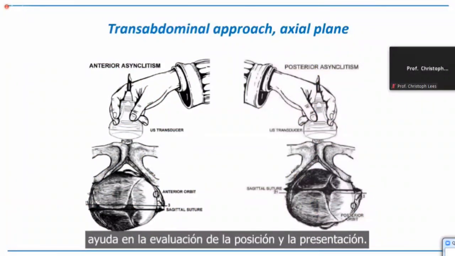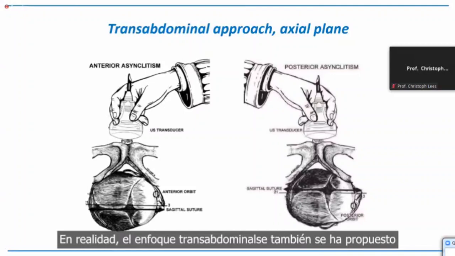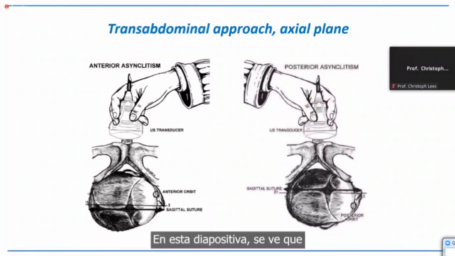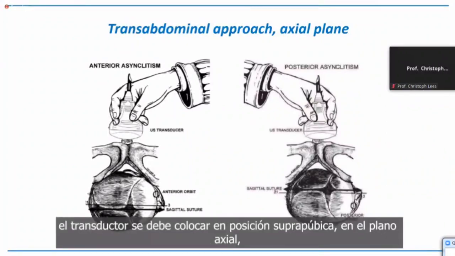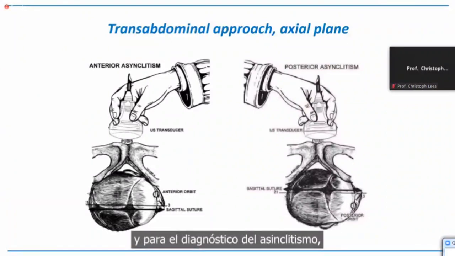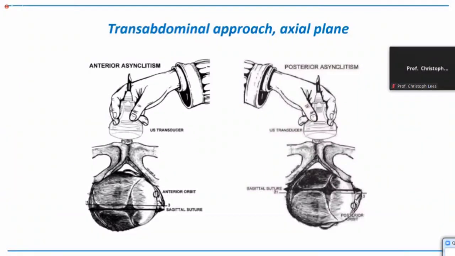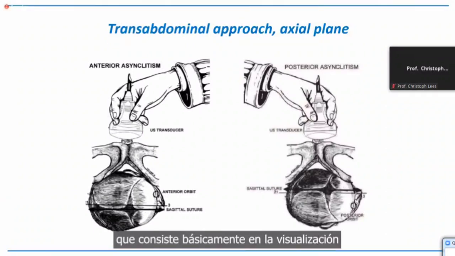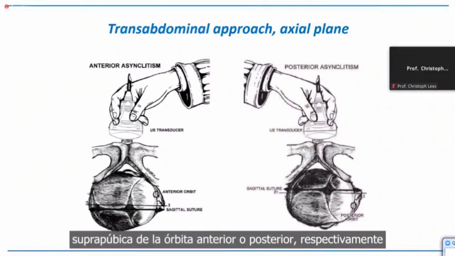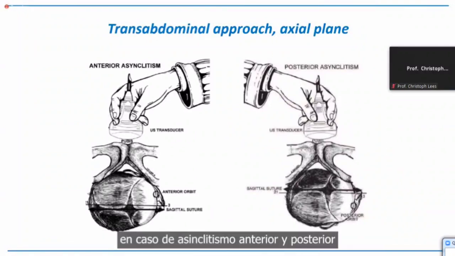Seeing that the transabdominal approach aids in the assessment of the position and presentation, it has been proposed also for the intrapartum ultrasound diagnosis of asynclitism. In this slide, you can see that the probe must be positioned suprapubically on the axial plane, and for the diagnosis of asynclitism, different ultrasound signs have been proposed. Possibly the most popular ones are the squint sign and posterior squint sign, which basically consist in the suprapubic visualization of the anterior or the posterior orbit, respectively, in the event of anterior and posterior asynclitism.